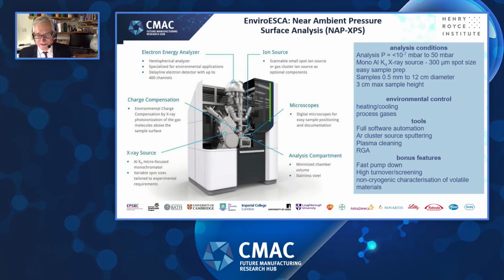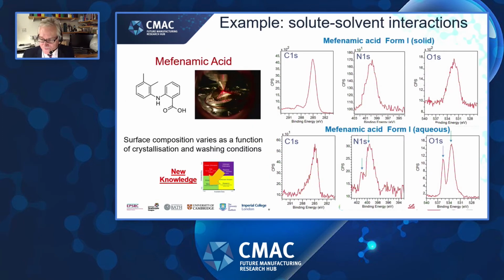Another technique we're using is surface analysis, where we are bringing an instrument that's been funded by the Henry Royce Institute at Leeds into the fold at CMAC. So we're contributing to understanding of how the surfaces of our crystallization products are influencing their subsequent processing, and how the surfaces are related, for example, to habit formation. An example that I'm showing you here is for mefenamic acid, where the surface composition varies as a function of crystallization and washing conditions.